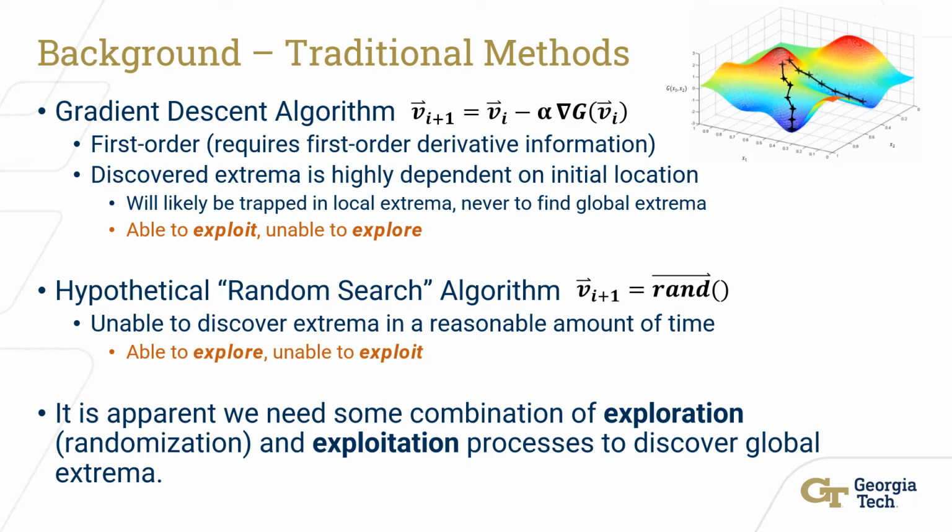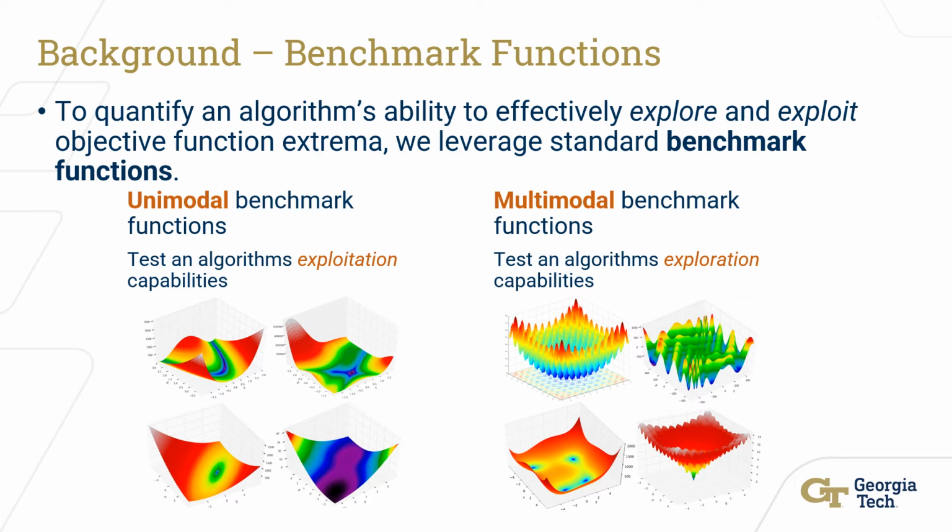discover global extrema. As said before, an algorithm with an efficacious exploitation process should succeed in identifying local extrema, but may or may not succeed in identifying superior global extrema. Therefore, to test an algorithm's exploitation subprocess, it is run on several unimodal benchmark objective functions, shown here on the left. Unimodality ensures that the local extrema identified will also necessarily be the global extrema by definition. On the other hand, to test an algorithm's exploration subprocess, it is run on several highly multimodal benchmark objective functions, shown here on the right.